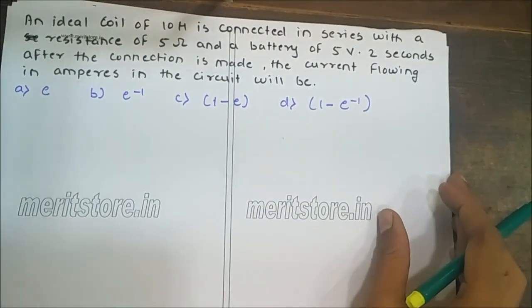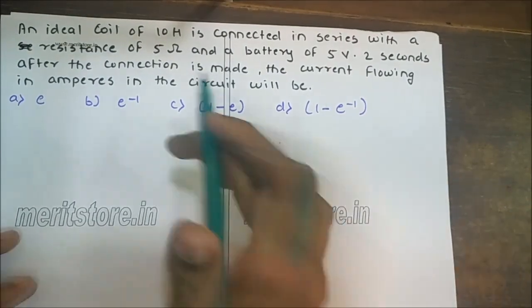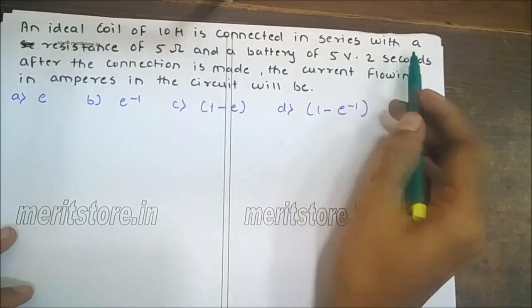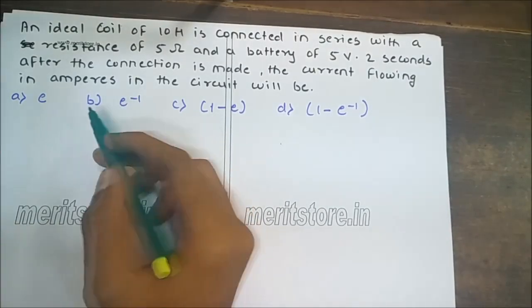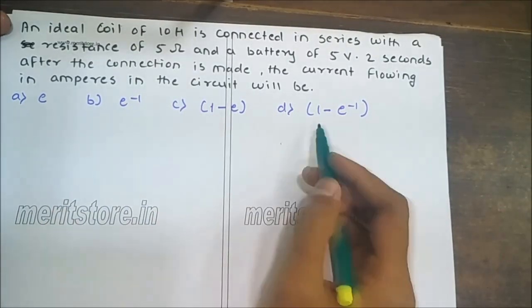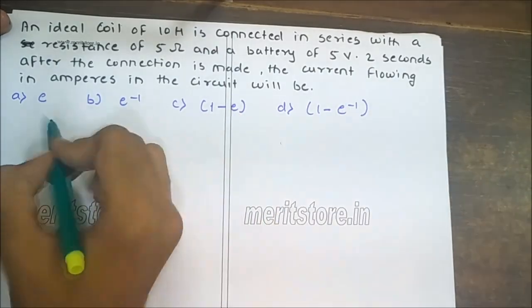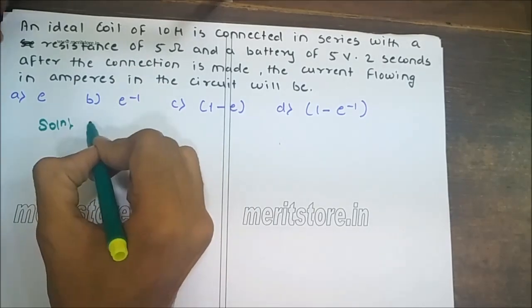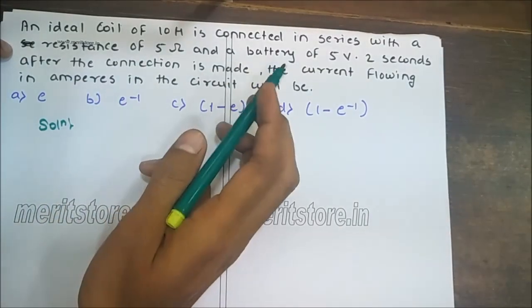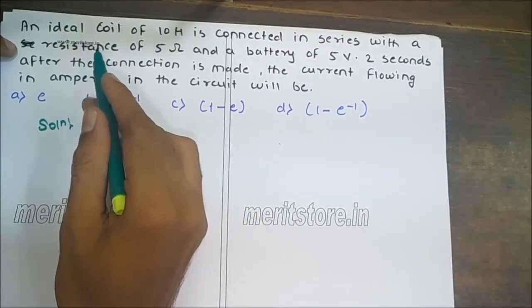An ideal coil of 10 Henry is connected in series with a resistance of 5 ohms and a battery of 5 volts. 2 seconds after the connection is made, the current flowing in amperes in the circuit will be e raised to minus 1, 1 minus e, or 1 minus e raised to minus 1. Okay. So, an ideal coil of 10 Henry is connected in series with the resistance.